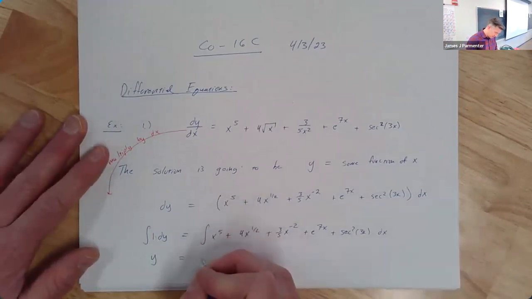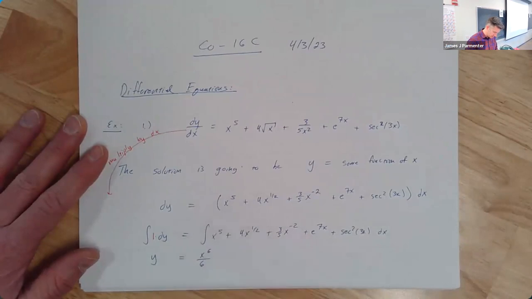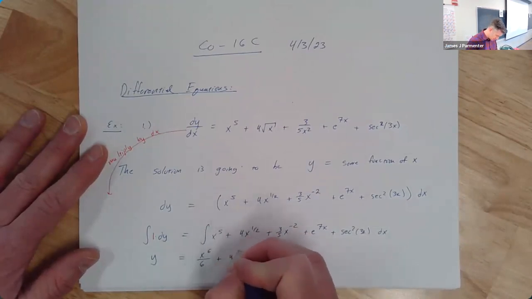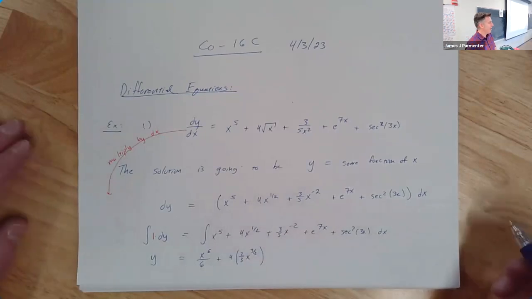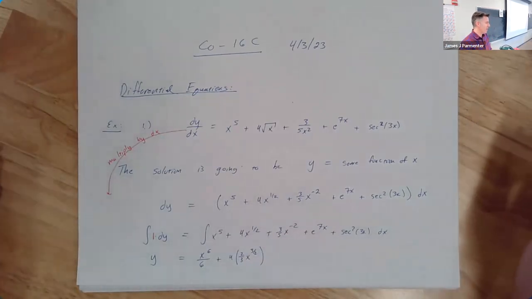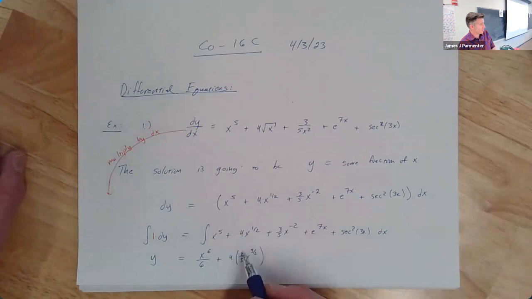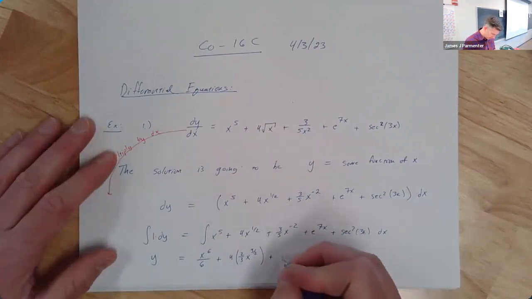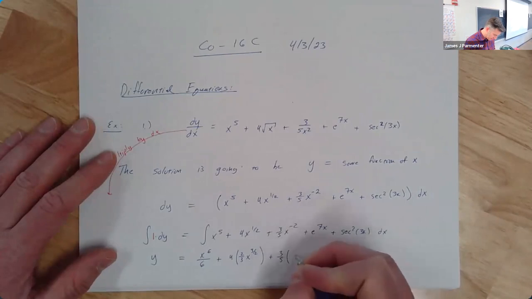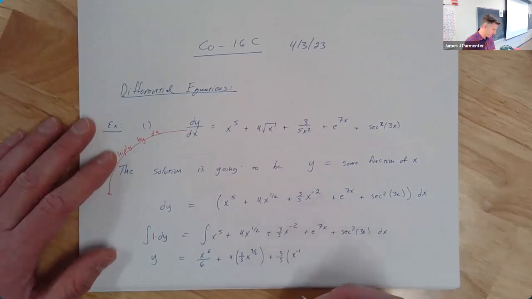The antiderivative of x to the fifth is x to the sixth over 6. And then we're going to get 4 times the antiderivative of x to the 1/2. I would say it's x to the 3/2 and then divided by 3/2, which is multiplied by 2/3. I would do the multiplying part second because I'm always thinking about the power first. Same deal here. I would get 3/5 times x to the negative 1 divided by negative 1.